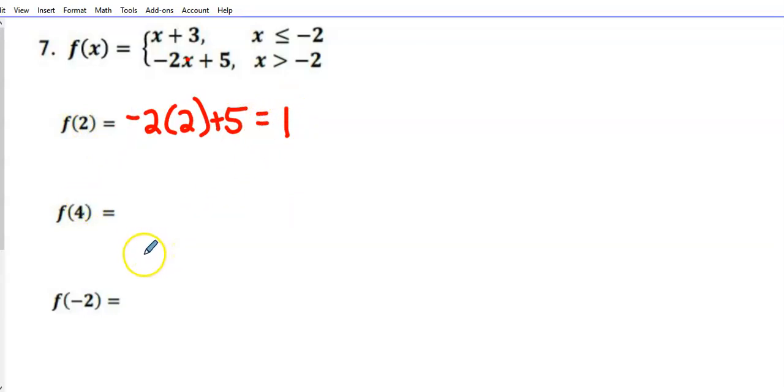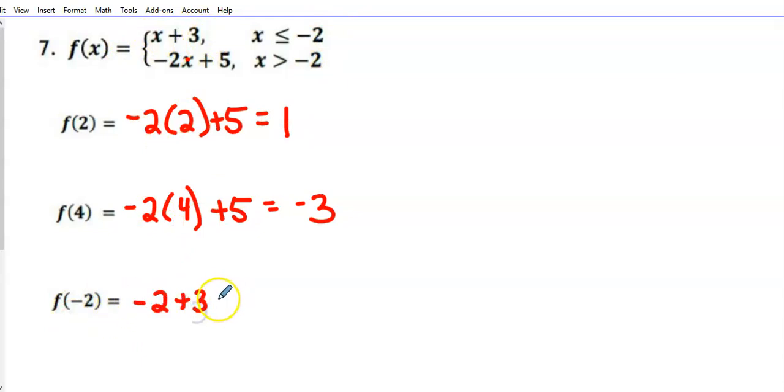f of 4, where does that fit in? Well, 4 is greater than negative 2, so it's going to plug into the same one that the 2 plugged into, because 4 is not less than negative 2. So plug in a 4 here. That's negative 2 times 4 plus 5, and that is negative 3. Okay, and then the last one is negative 2. Well, that one fits into the top function because it's less than or equal to itself. So let's plug in a negative 2 right here. Negative 2 plus 3 equals 1. So f of negative 2 is also 1. So that's all evaluating is.